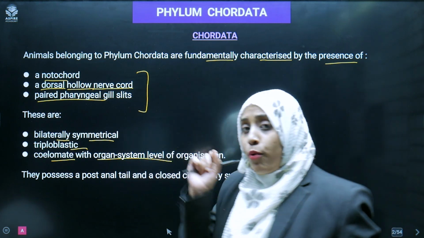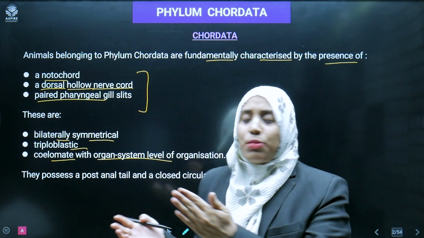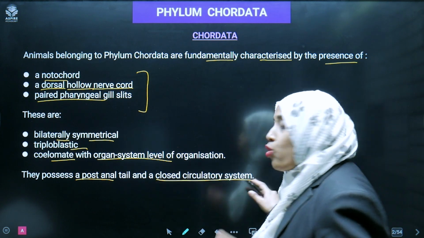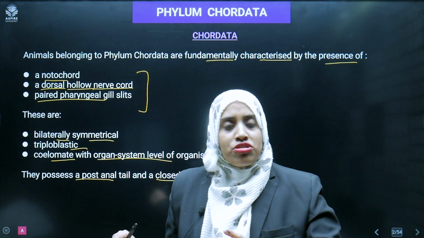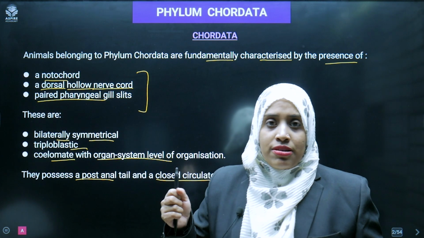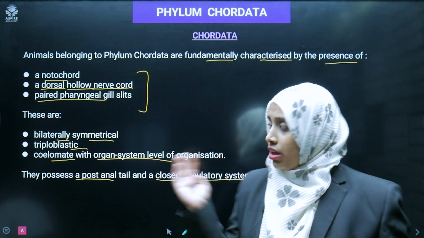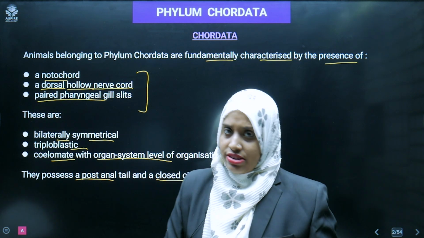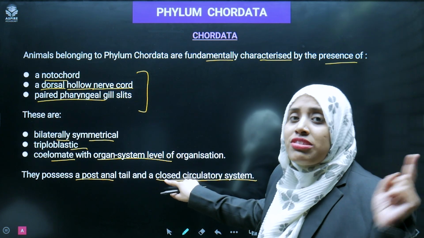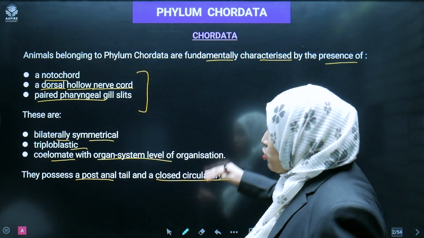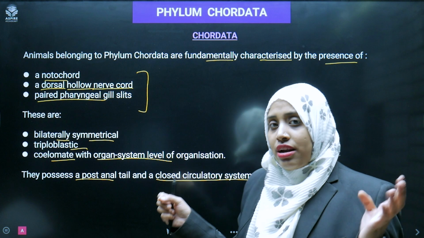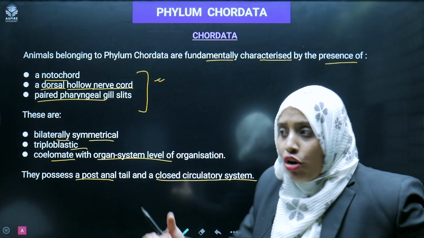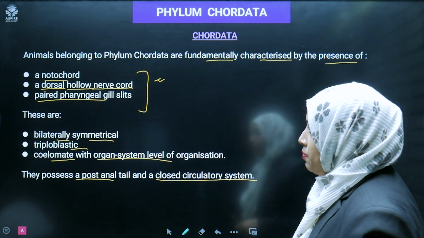They possess a post-anal tail. That means just after the anus there will be a tail, so we can name it a post-anal tail. And there will be a closed circulatory system. The circulatory system is closed, that means the blood flows within the blood vessels only in chordates. But in several invertebrates, we have also seen that they have an open circulatory system. But in chordates you will see a closed circulatory system and a post-anal tail. On the basis of these characteristics you can say that chordates have these characters. But the most important were these three: notochord, dorsal hollow nerve cord, and paired pharyngeal gill slits.